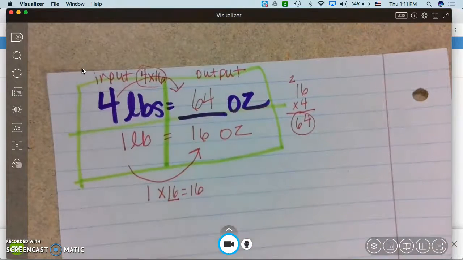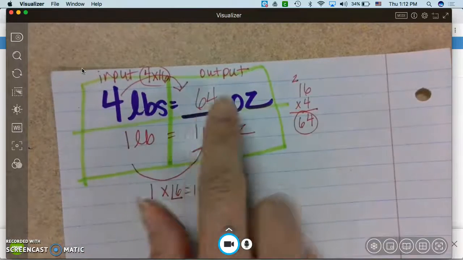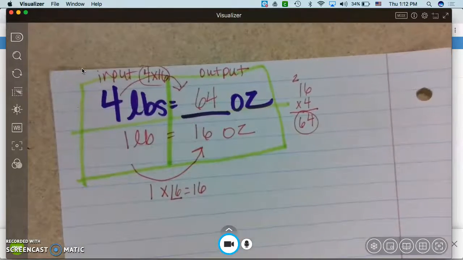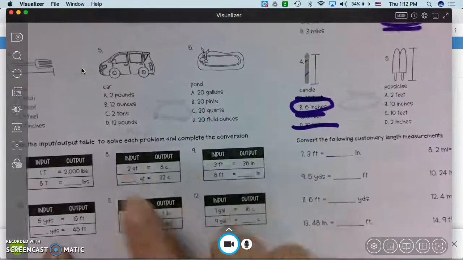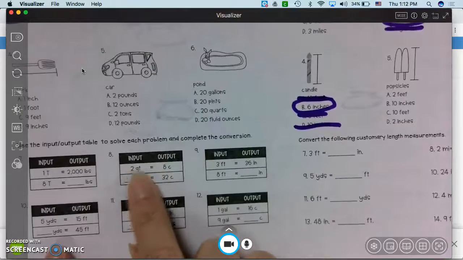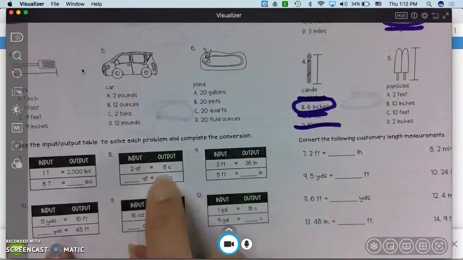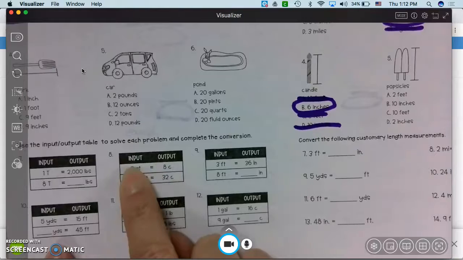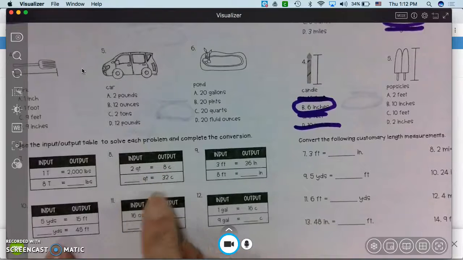Now, some of these go backwards the other way, where you'll need to work this way. For example, on number 8, it says 2 quarts equals 8 cups. So then you need to think, what can I do to 8 to get to 2? So then you'll do the same thing to 32 to get to that blank.